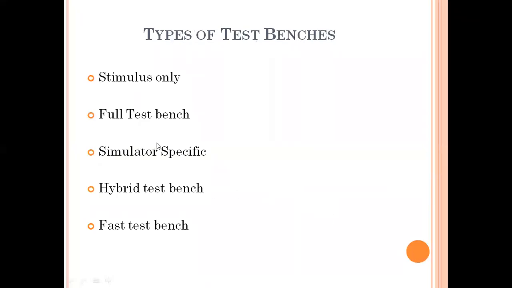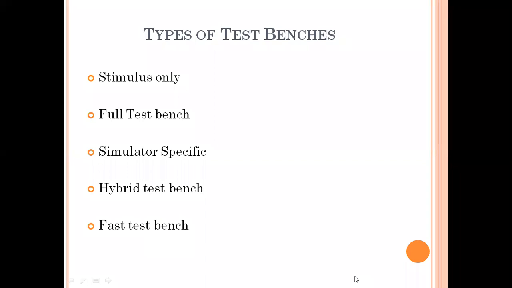In terms of speed, the stimulus and full test bench is slow, the simulator and hybrid is medium speed, and the fast test bench, as its name specifies, is extremely fast. That is the first parameter.